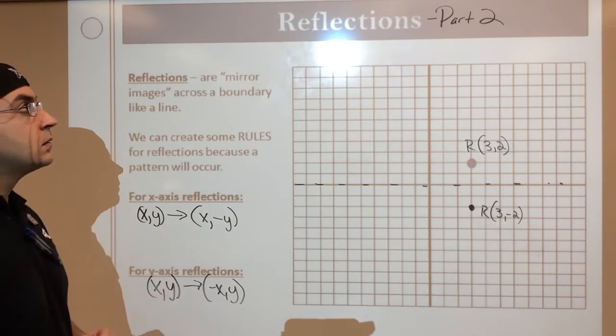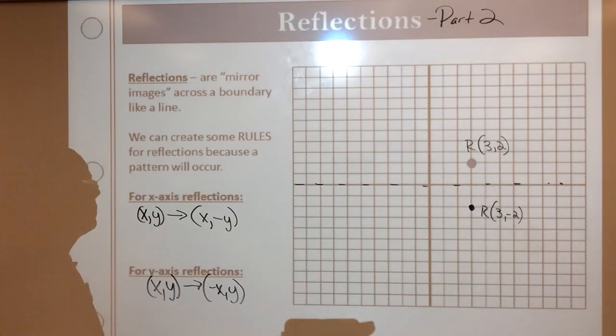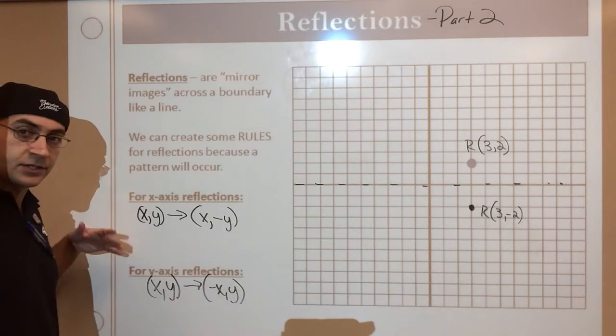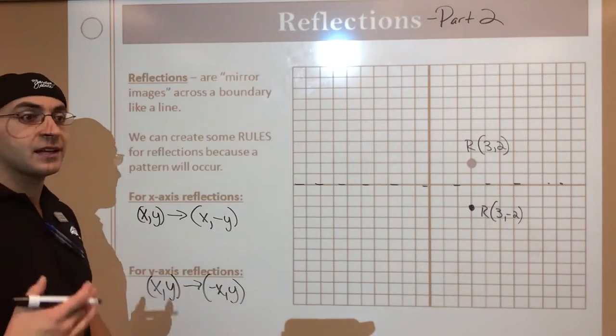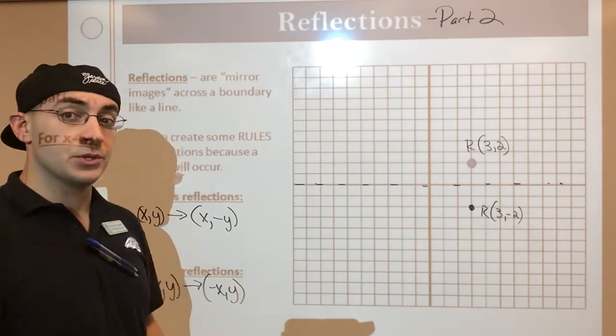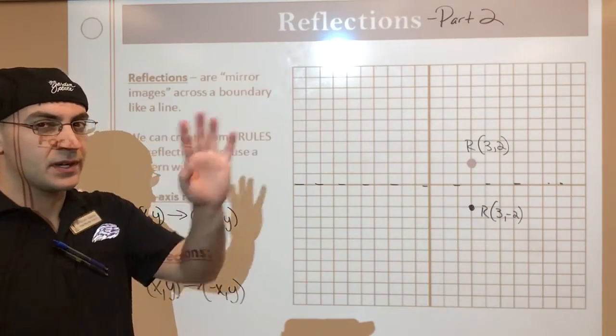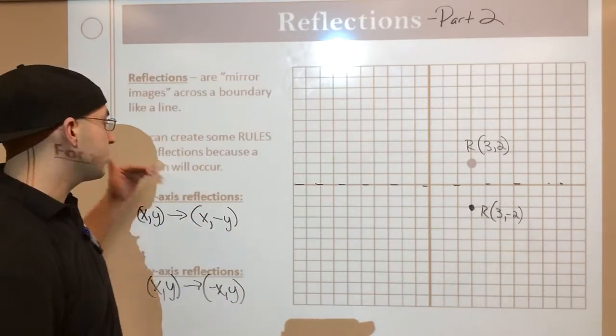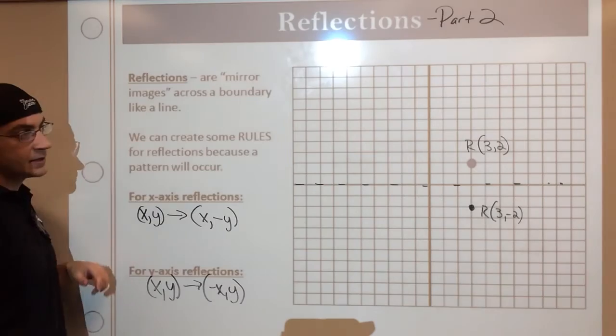All right. Reflections part the second. So this one's going to be a quicker video. I want to see if we can create some rules, which I've already actually done for you. Some rules, so things that will always happen when we do a reflection across two specific lines. Now, I can reflect a point across any line, which I'll do in a second. But first, I want to create some rules for x and y-axis reflections.